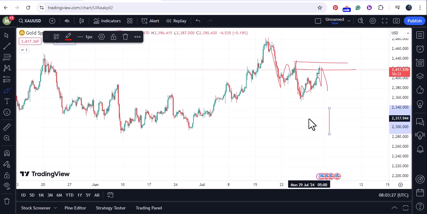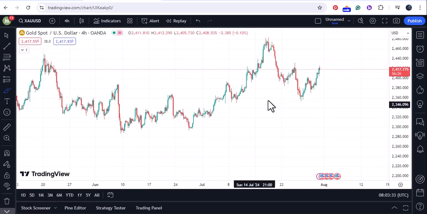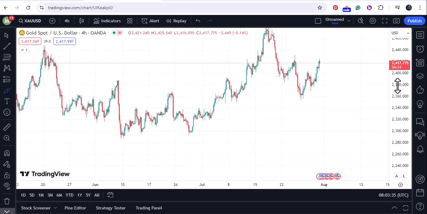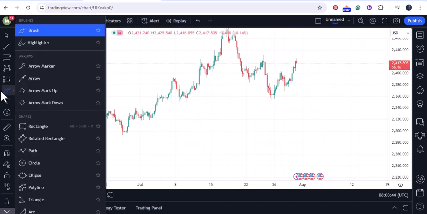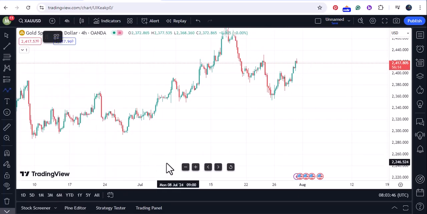So remember, when you have understood the impulses and the corrective moves, what you need to understand is the points of interest or the areas of support and resistance, or the areas of demand and supply. So how do you understand demand and supply? It's simple. Let's just get back to what we were saying.